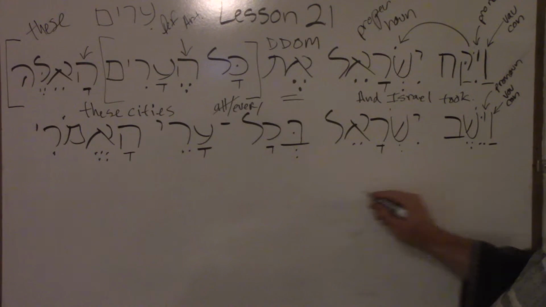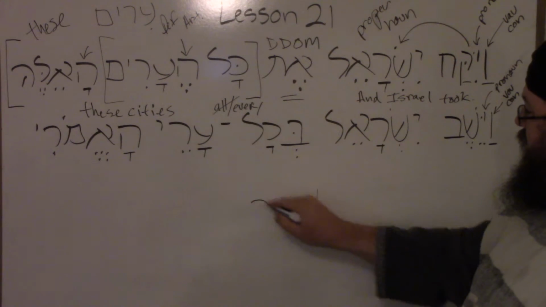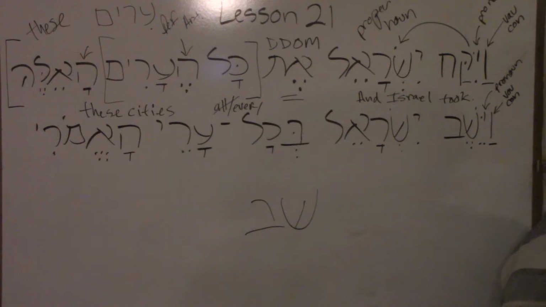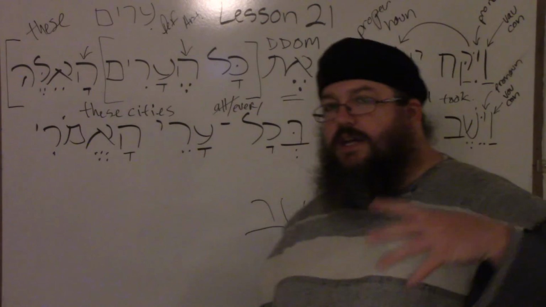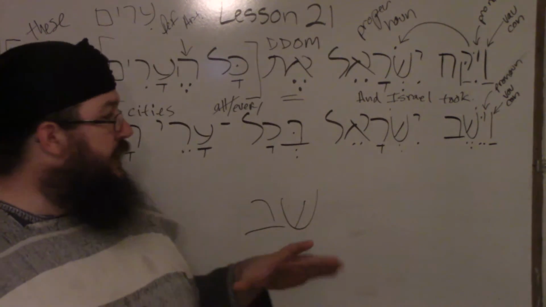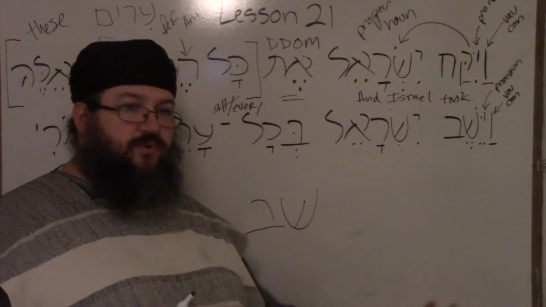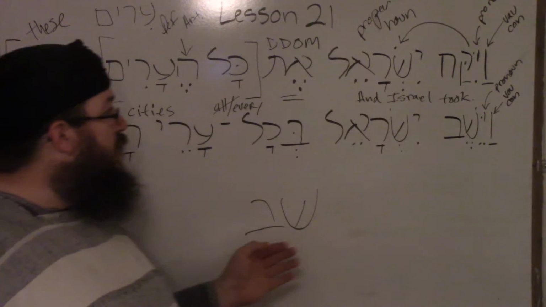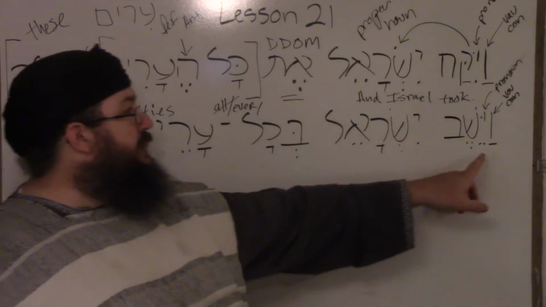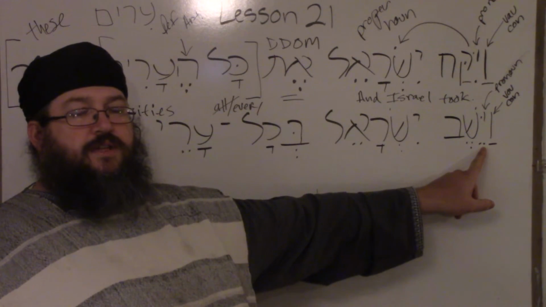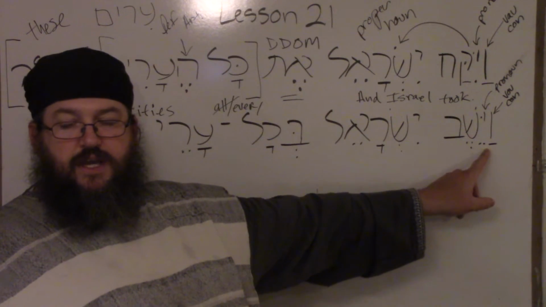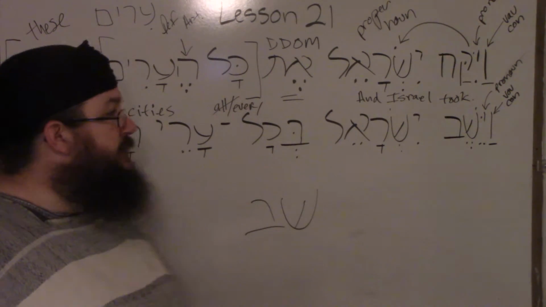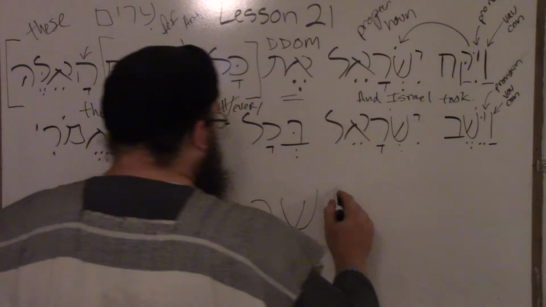So what you have left is shin and bet, okay? Because you have shin and bet left over, what's the rule? Once again, you have two ways of going about it. You can go through the six possible root letters that can be missing, or you can look at the indicator with the tzerei. The tzerei here indicates the fact that we have a yud that's missing in the front, okay?